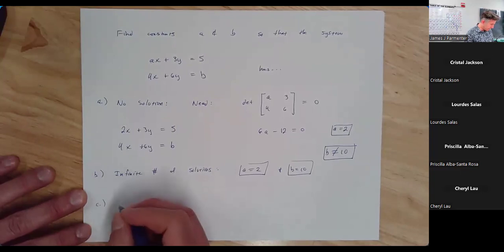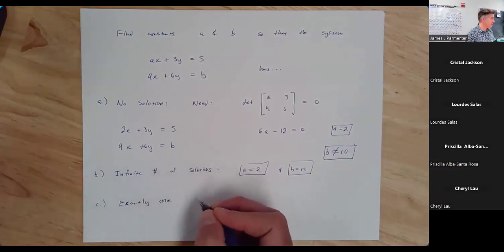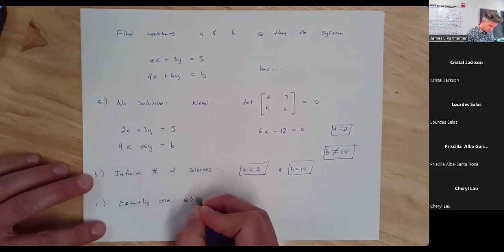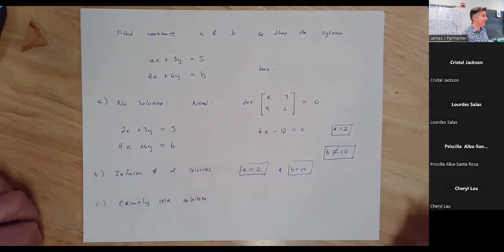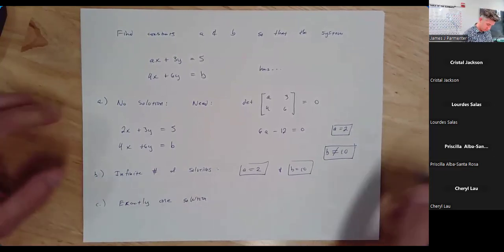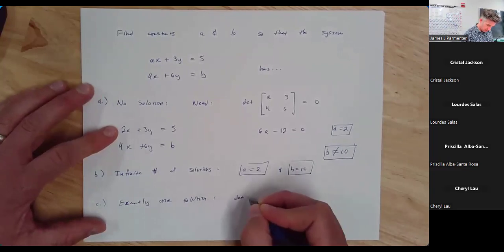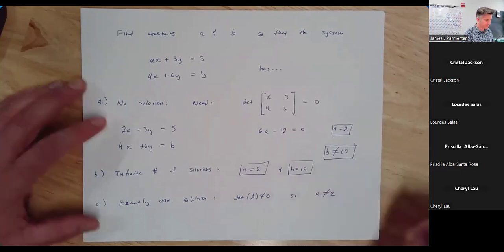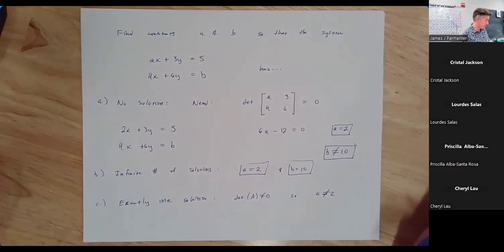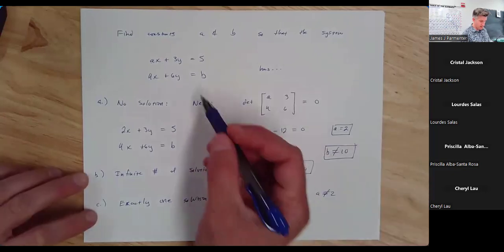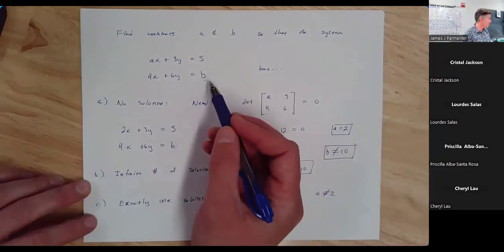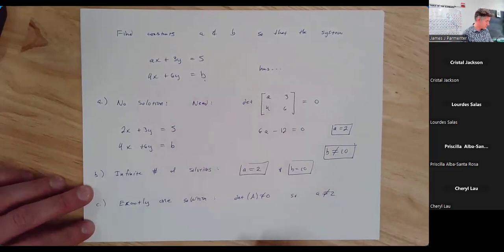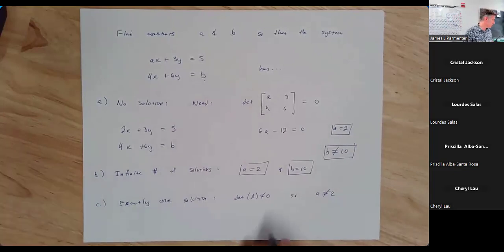Finally, to get exactly one solution, we need the matrix to be invertible. So A can be anything except for 2. We need determinant of the matrix to not be 0. So we need A to not be equal to 2. And that's kind of it, because it doesn't really matter what B is. If the matrix is invertible, you can always find the solution, regardless of whether B is 10 or 5 or a million or whatever. Cool.